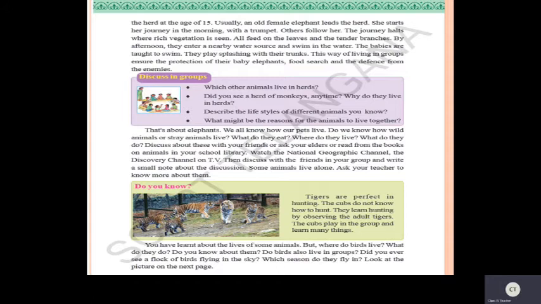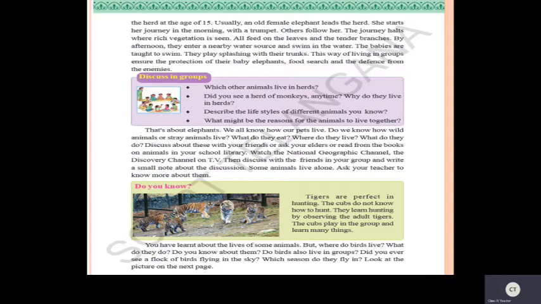Rich vegetation means wherever they find more plants and also any fruits and vegetables, there they will reach and then they'll start eating the leaves. All these feed on the leaves and the tender branches. Tender means very soft branches, delicate branches, green branches. They'll take the leaves and branches.